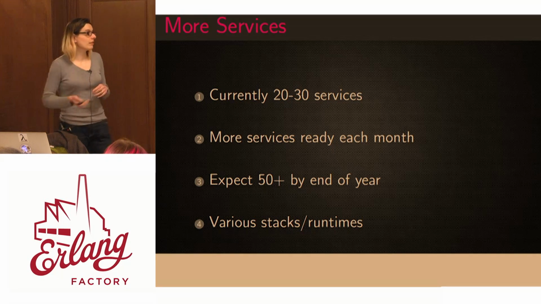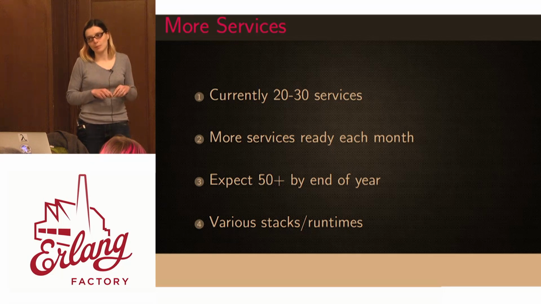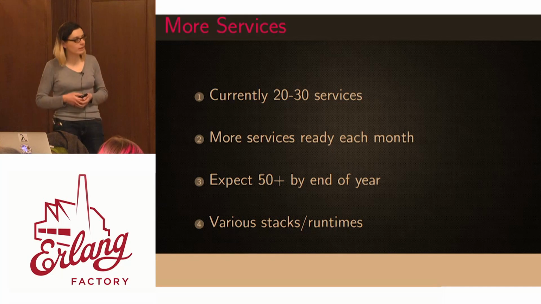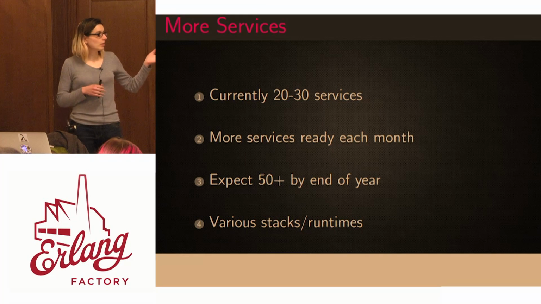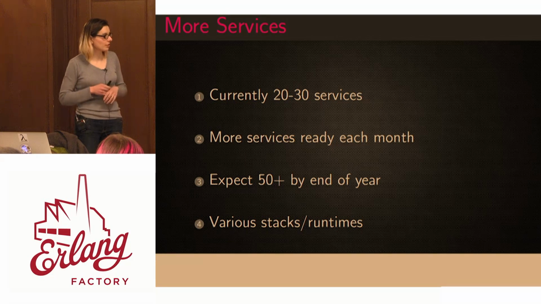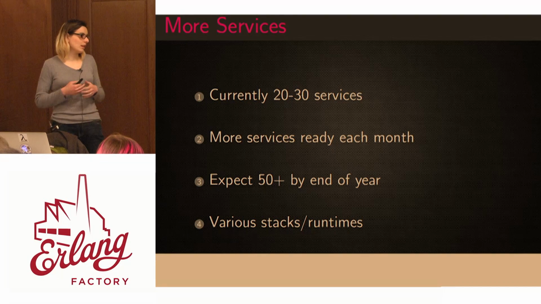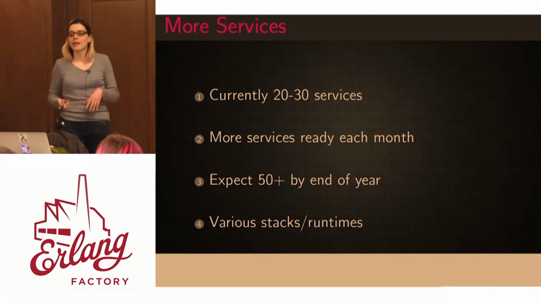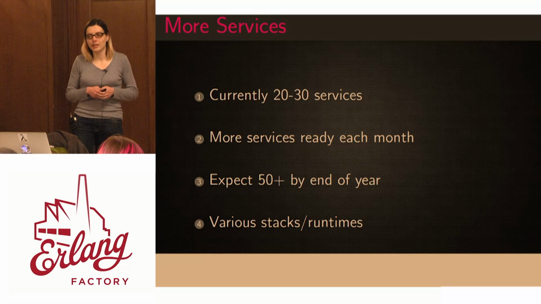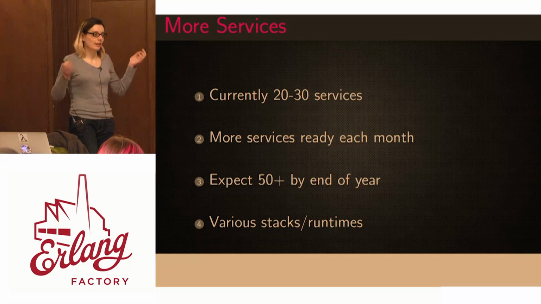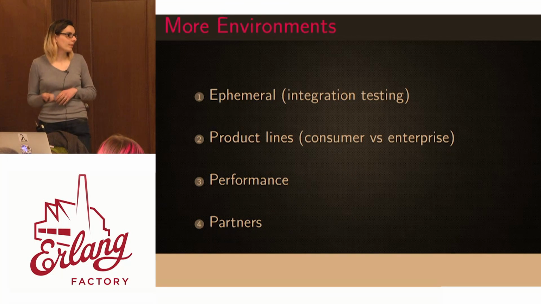So at Lookout, we currently have 20 to 30 services that we need to allow developers and service owners to self-service, right, and be able to push through changes all the way through the pipeline. And we're seeing more and more services each month that are ready for production. We expect at least 50 by the end of the year, possibly more. We currently have to support a variety of stacks and runtimes. We're fairly heavily on the JDK, JRE, but we have a number of different stacks that we have to support.